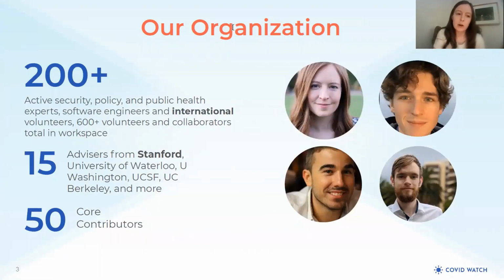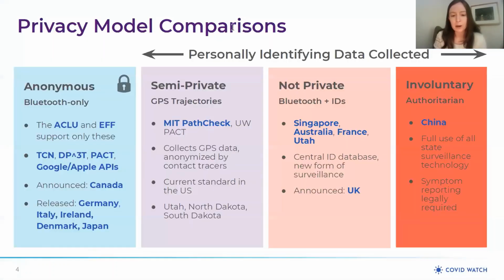Now our team has about 200 people who are active at any given time, mostly volunteers, but also some nonprofit staff. We formed a nonprofit called COVID Watch. We have about 15 advisors, most of them from Stanford and some from other universities like Waterloo, UWashington, UCSF and UC Berkeley. We have about 200 volunteers, but at any given time, there are about 30 to 50 people who are very active, working on the open source project and on various aspects of this.